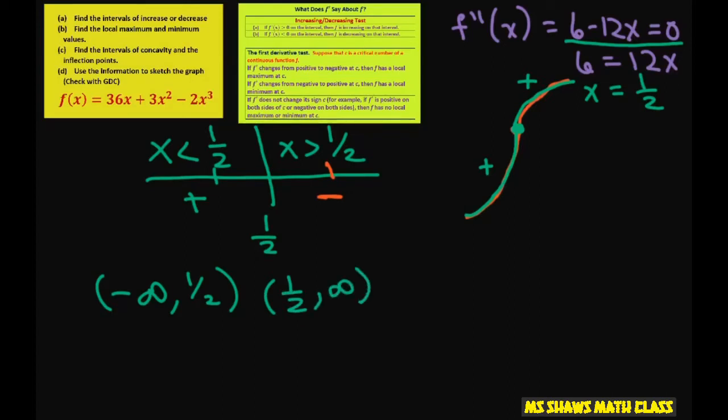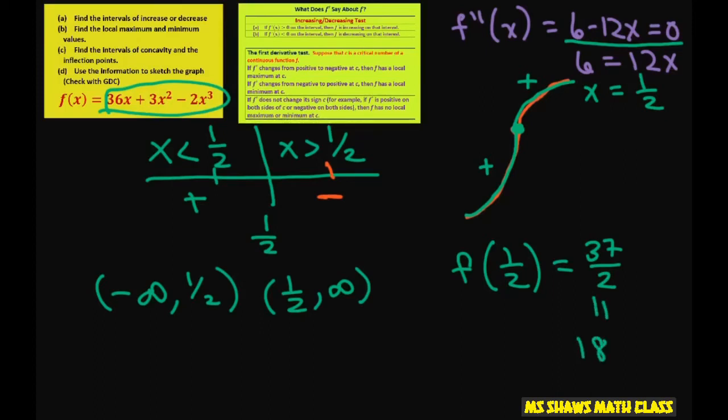And then for the inflection point, all you do is you take your f of 1/2 and plug it back into your original equation. That gives you 37 divided by 2. That's 18 and 1/2. And then we can graph it. We have 3 points to graph. We're graphing our inflection point and our min and max values.